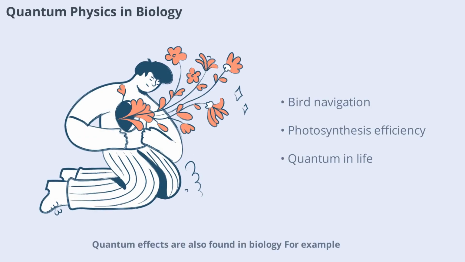Quantum effects are also found in biology. For example, some birds use quantum entanglement to navigate using Earth's magnetic field. Photosynthesis, the process plants use to convert sunlight into energy, also relies on quantum mechanics to transfer energy efficiently. These discoveries show that quantum physics isn't limited to the lab, it's part of life itself.